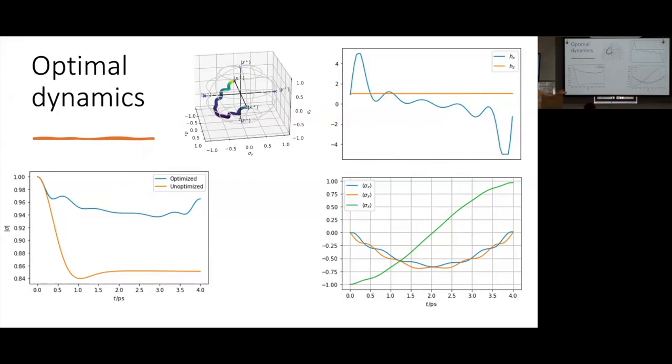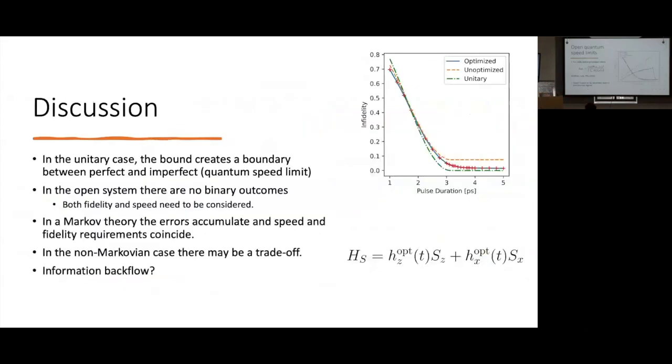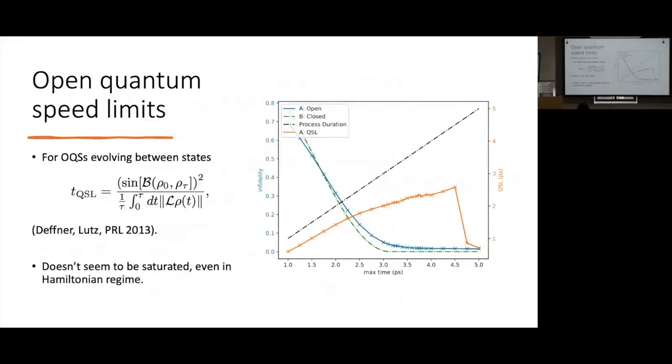It's not just a single number that you can quote. Now, there are quantum speed limits. There's this one from Deffner and Lutz, which says that the time to evolve between two states must be like this. This is the Bures angle between the initial and the final state. And this is the time average of the magnitude of the operator which steps the density matrix forward.